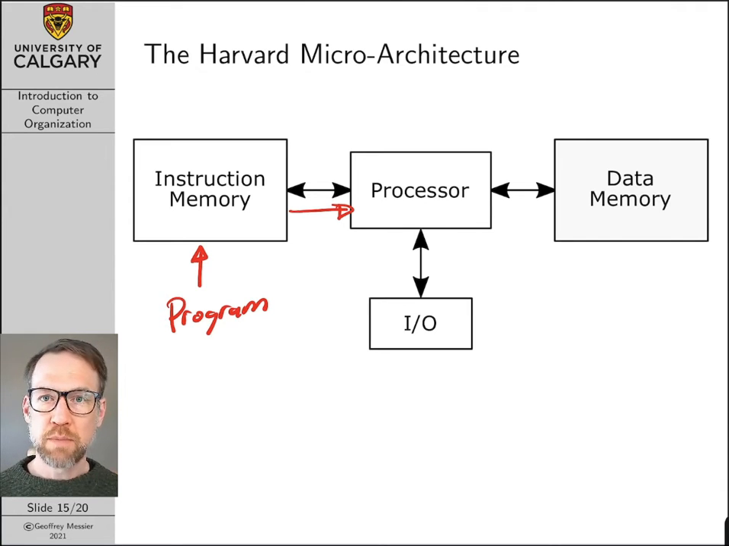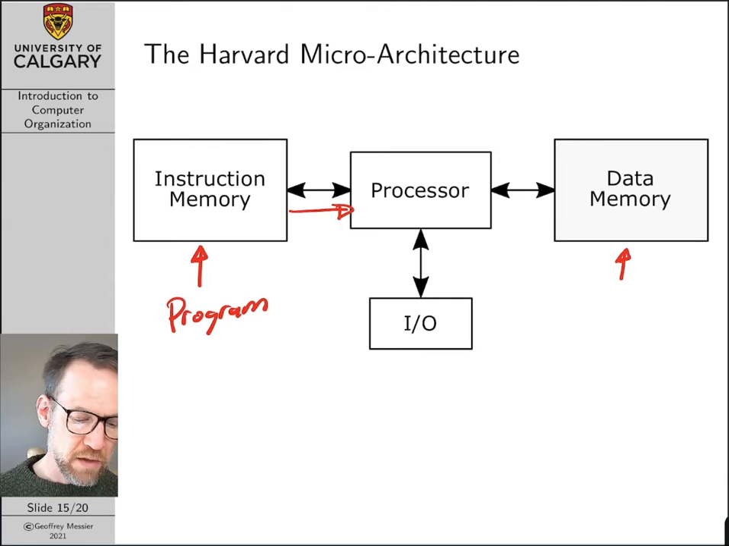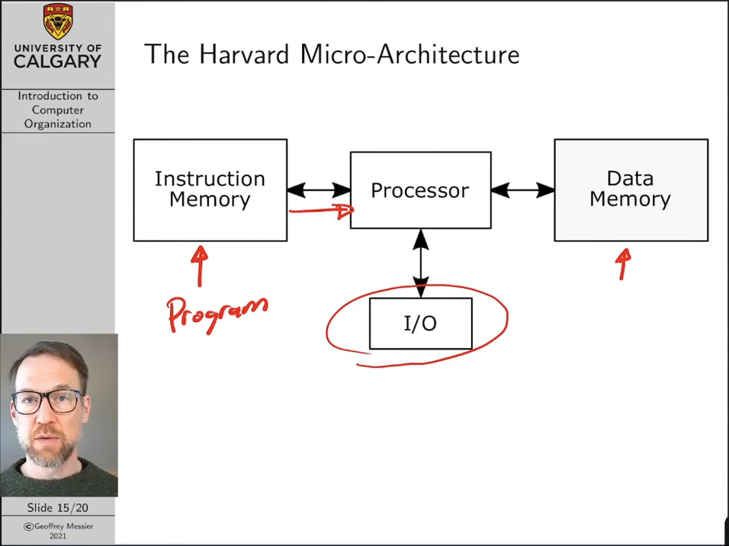Separate from instruction memory is a second memory block that we're going to refer to as data memory. Data memory is basically for storing variables. So if you're doing calculations and you need to store intermediate values in variables, that's what is done in the data memory. And finally, we have one more block for our I/O devices.